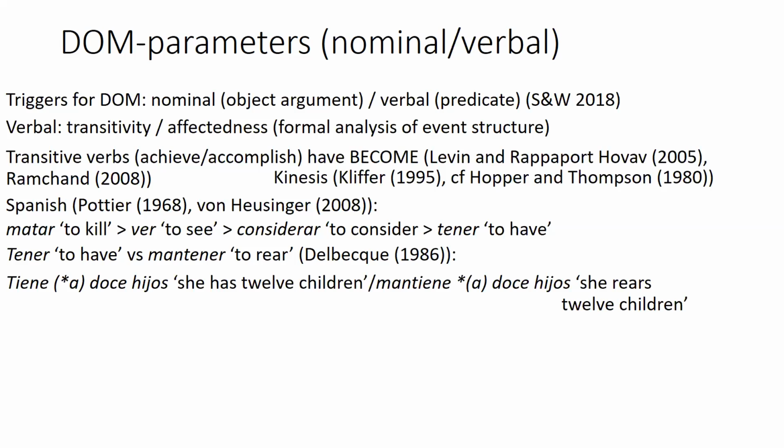If we can see some minimal pairs, if we compare tener and mantener, which have different meanings, you can say tiene 12 hijos, she has 12 children, versus mantiene a 12 hijos. Tiene 12 hijos means a possession, so there's no kinesis or effectiveness, and you wouldn't use a here. Whereas with mantener, there is kinesis because it's the action of rearing, and rearing entails some change of state, formal semantically. So you would definitely have to use mantiene a 12 hijos.